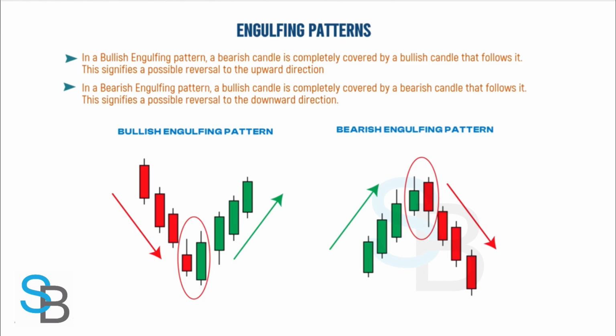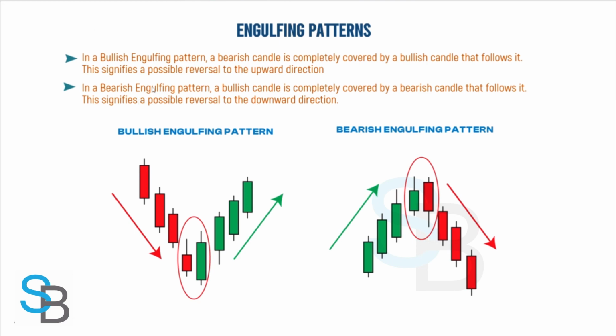Hello and welcome back. Now we're going to be looking at the engulfing patterns in this video. We have two types of engulfing patterns: the bullish engulfing pattern and the bearish engulfing pattern. A bullish engulfing pattern happens after a downtrend to signify a reversal, and the bearish engulfing pattern happens after an uptrend to signify a reversal.